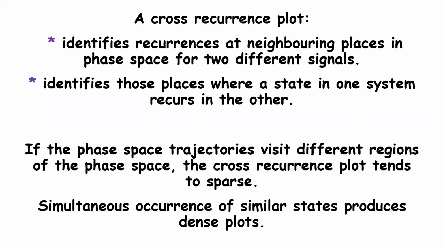A cross-recurrence plot identifies recurrences at neighboring places in phase space for two different signals. It identifies those places where the state in one system recurs in the other. If the phase space trajectories visit different regions of the phase space, the cross-recurrence plot tends to be sparse. Simultaneous occurrence of similar states produces dense plots.